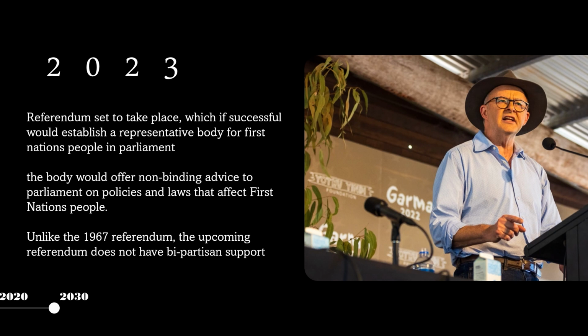The referendum, if successful, would establish a representative body for the First Nations people in Parliament. This body would offer non-binding advice to Parliament on policies and laws that affect First Nation people. However, unlike the referendum in 1967, the upcoming referendum does not have bipartisan support, which would ultimately leave the choice to the Australian people, when the referendum is expected to be held sometime in 2023.